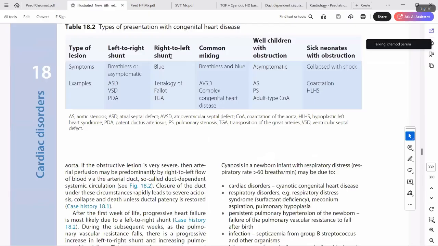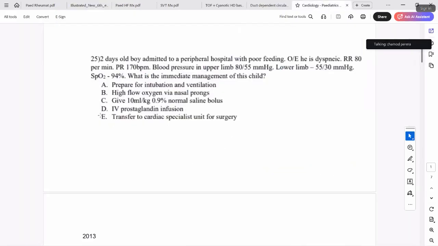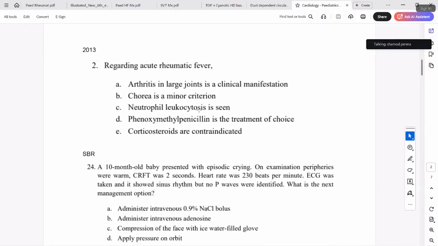Wait, I can't really find it here. The main manifestation, and the immediate management of this patient, would be to give IV prostaglandin, so that the ductus arteriosus can be maintained patent. Then urgent surgical repair can be considered.